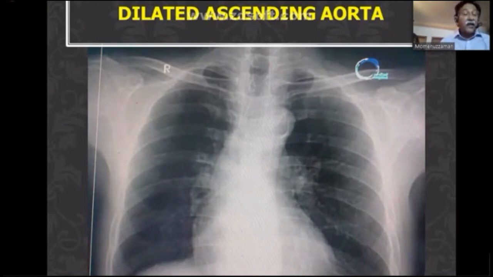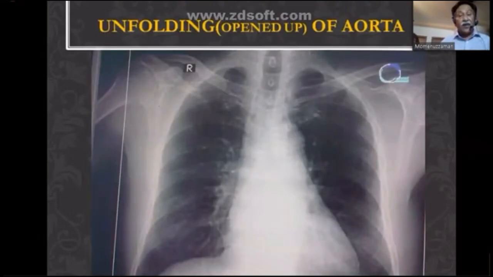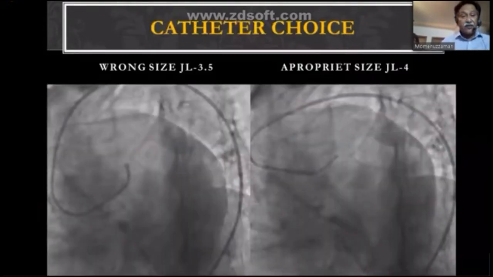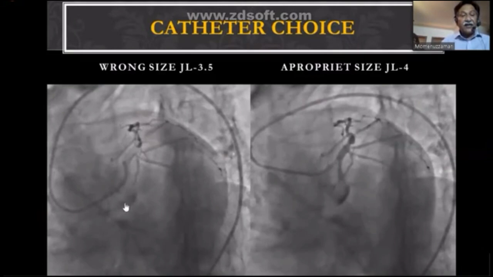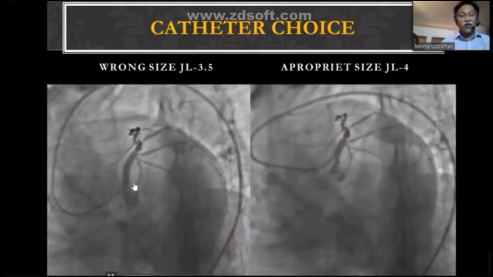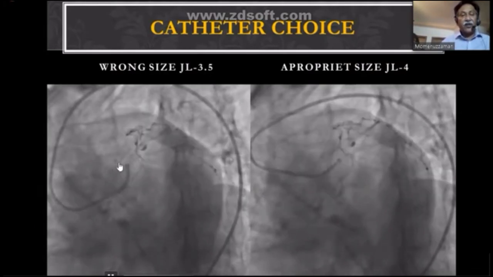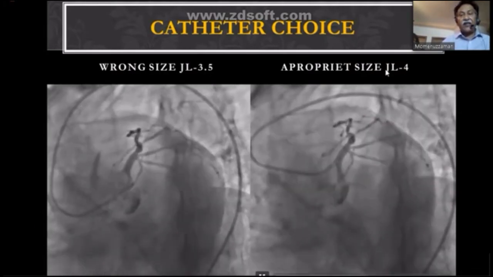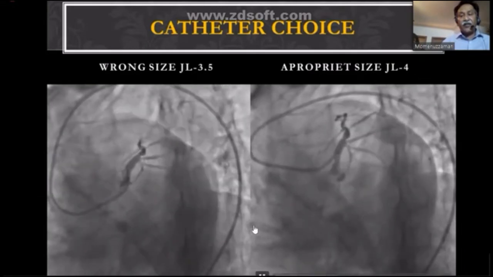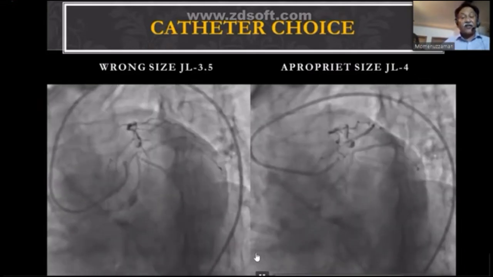Here, you may not cannulate coaxially with the catheter you have taken earlier, the 3.5. Or sometimes here is the unfolded aorta, meaning an opened-up aorta. Here also the same 3.5 catheter may not fit nicely with the coronary. Say for example, on the left side, this is the dilated aorta. You see the catheter was not coaxially placed. It is hitting the lateral wall of the ostium. But if you take a 4 guiding catheter, JL4, it will fit coaxially. So it has an advantage.